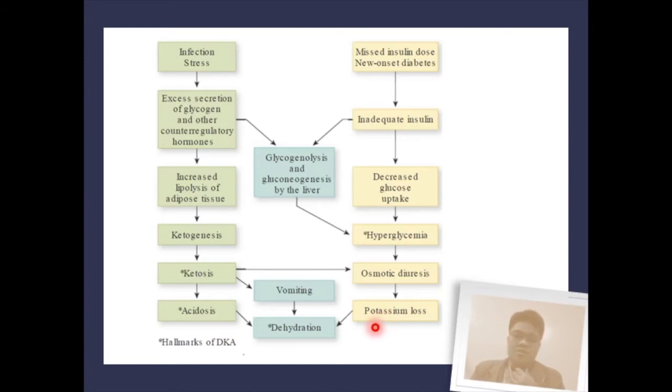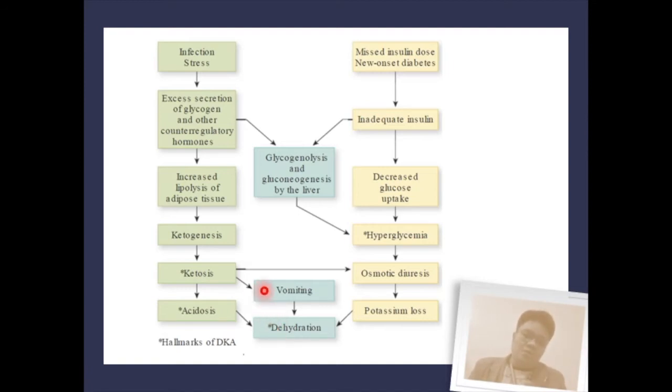And then later on, your patient would manifest with dehydration. So take note of those items marked by an asterisk because these are the hallmark presentation of your diabetic ketoacidosis. Okay, so you have your ketosis, you have your acidosis, then you have your hyperglycemia, and then dehydration. If you look at these signs and symptoms, picture a patient being admitted in the ICU, a patient that could be intubated because of severe acidosis.